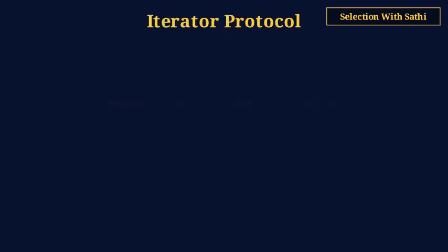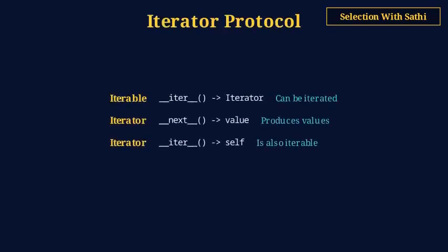The Iterator Protocol is built on two methods, __iter__ and __next__. An iterable is any object with __iter__ that returns an iterator. An iterator has __next__, which returns the next value in the sequence. Every iterator is also iterable. It has __iter__ returning self. When there are no more values, __next__ raises StopIteration.